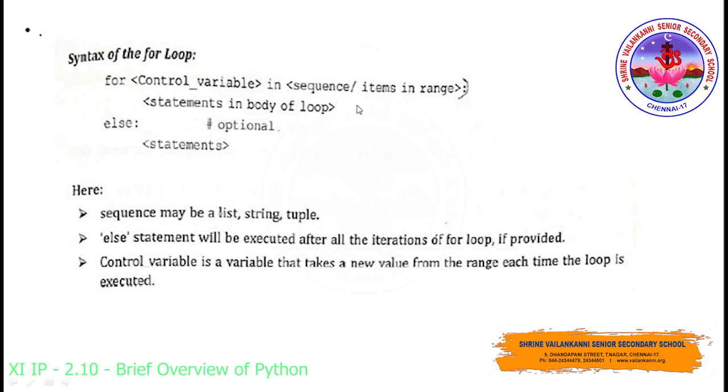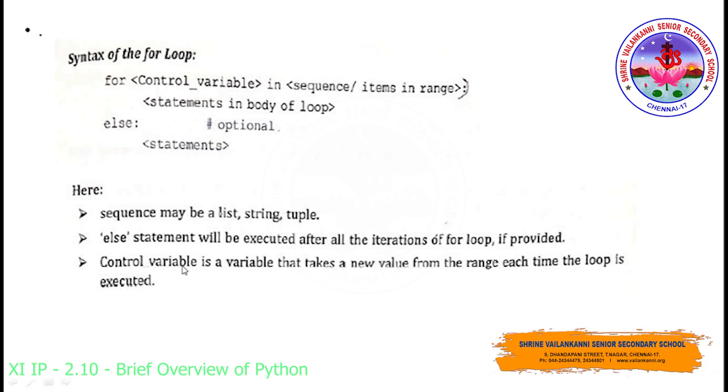Once the items are assigned to the control variable, the statements immediately following, the body of the for loop, will be executed, and the else block given here is completely optional. You can use the else block, or you don't have to. And as I have told you, the sequence of items you give here can be a number or list or strings or tuples. Regarding these, we have discussed in the previous classes itself.